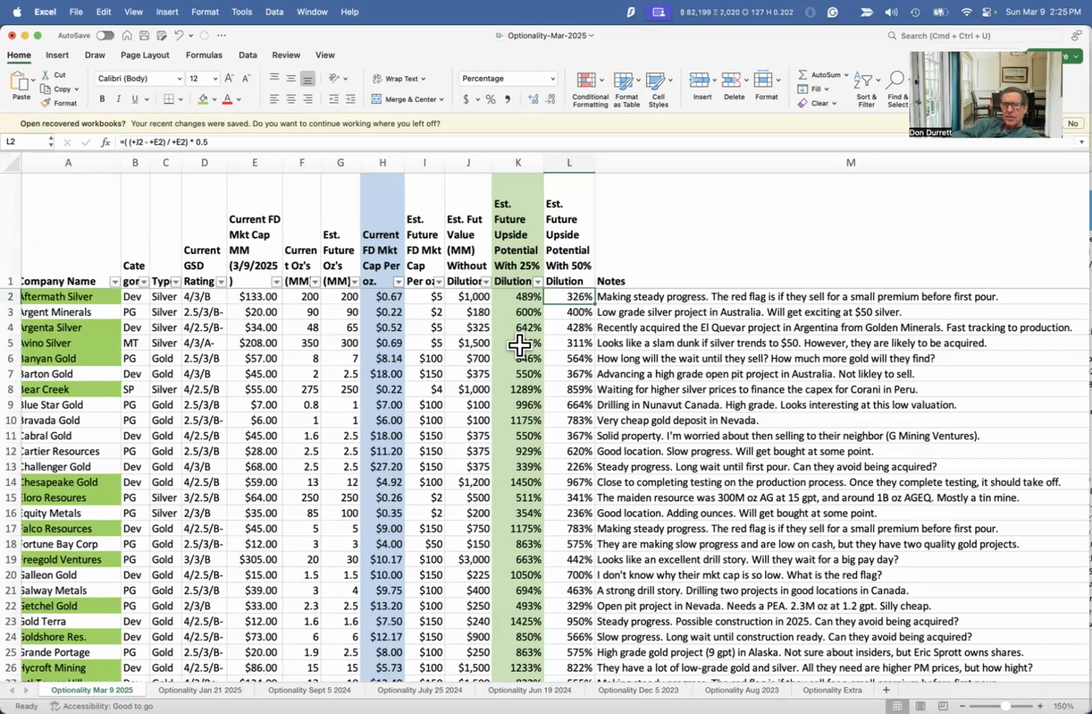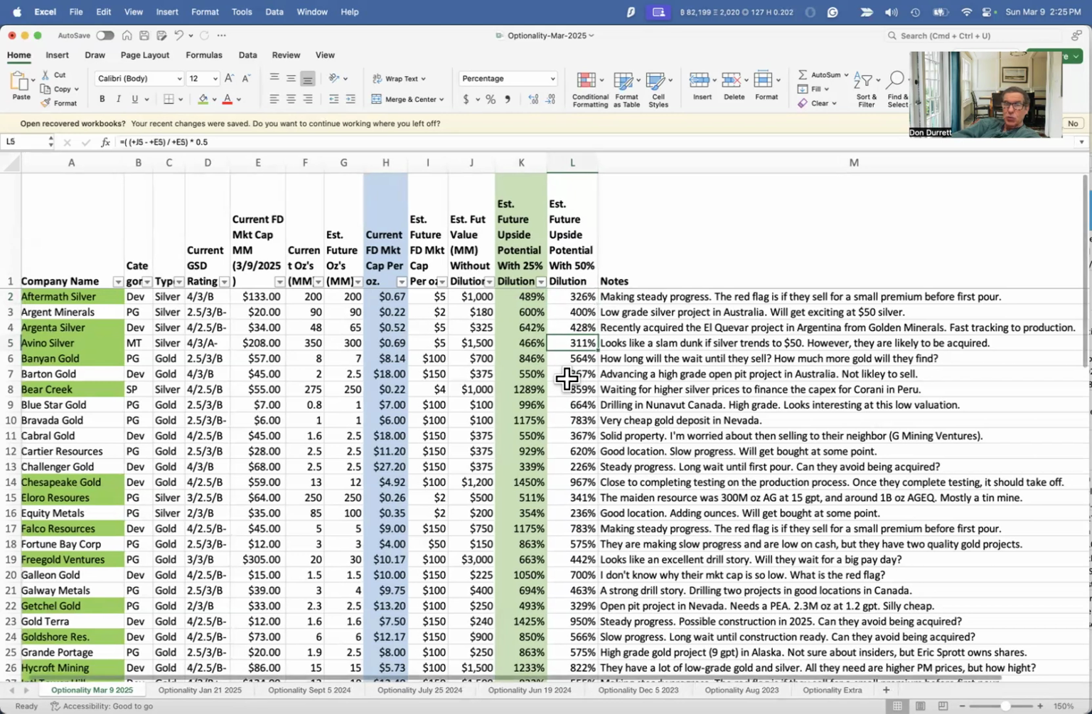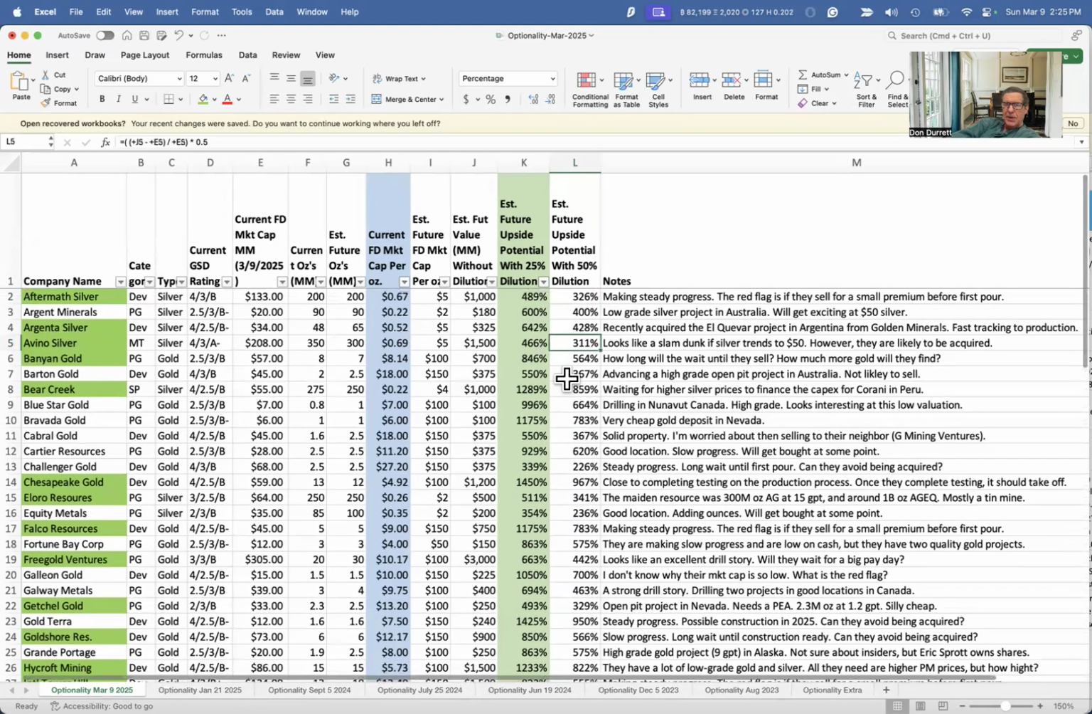We have to decide, are they going to dilute us more than 25%? If you think they're going to dilute you more than 50%, which some of these developers will, depending on the CapEx, then you have to look at this column instead. So this is kind of like Aftermath. They very well could dilute us 50%. It's possible, depending on what the CapEx is. It all depends on the financing. So we're going to get a three bagger, but if we're confident they're going to take it to first pour, then the optionality is pretty darn good. You're getting a minimum of three baggers, what the estimates are saying.